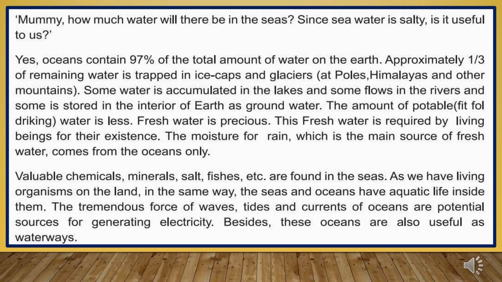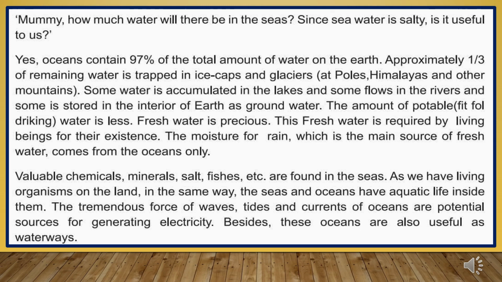Danvin asks his mummy, how much water will there be in the sea? Since sea water is salty, is it useful to us? Mummy answered, yes. Oceans contain 97% of the total amount of water on the earth. Approximately one third of the remaining water is trapped in ice caps and glaciers at the poles, Himalayas, and other mountains.